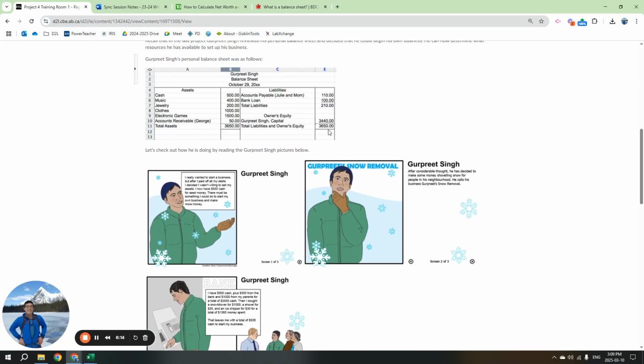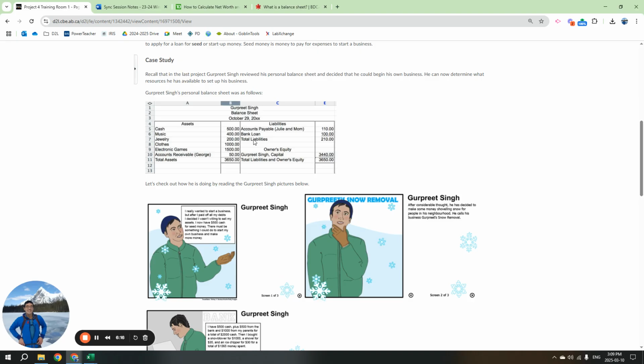All right. And here is a balance sheet, and it's given to you already. It's an example. We're learning through examples here. A balance sheet should have the owner's name, then the words balance sheet, and then today's date. On the left-hand side are all the assets of Gurpreet's snow removal. So actually, this is his own personal balance sheet, sorry.